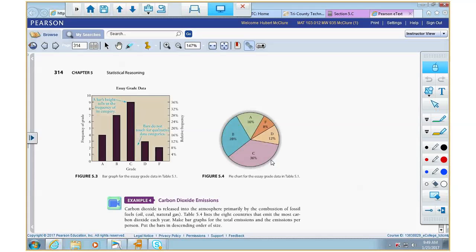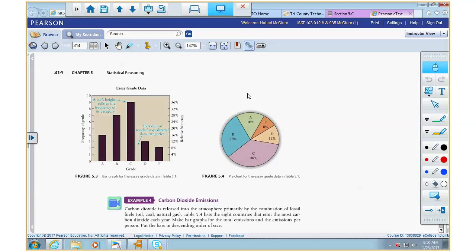But here's a pie chart. And the way that you read a pie chart is, I don't know what these are, but this is A, B, C, D's, and E's and F's. So if I want to know how many people made A's and there's 30 people in the class, then I take 16% and multiply it by 30, and that gives me how many people made A's in the class. 8% times 30, 12% times 30, 36% times 30, and 28% times 30. If you take all those numbers and add them up, it should equal what? 30.